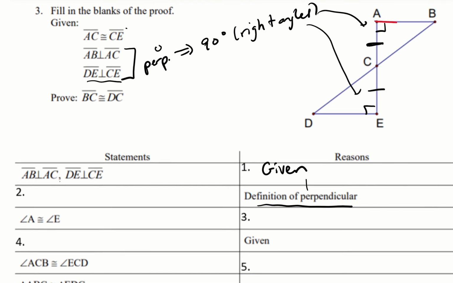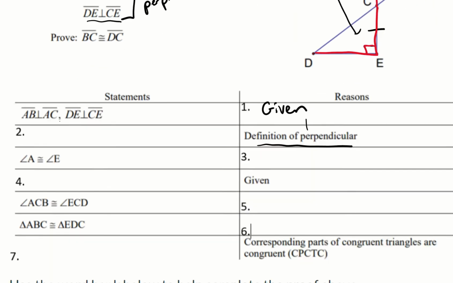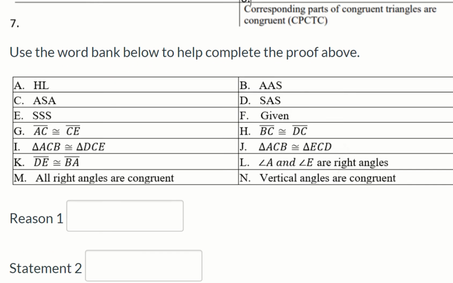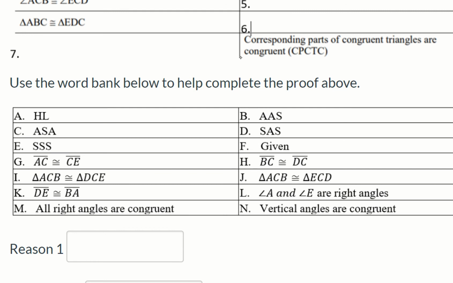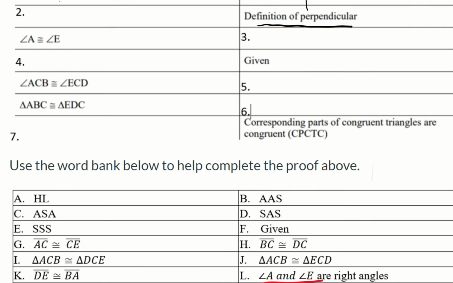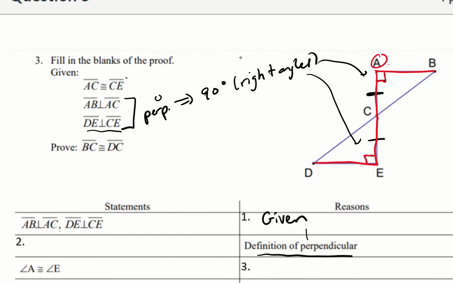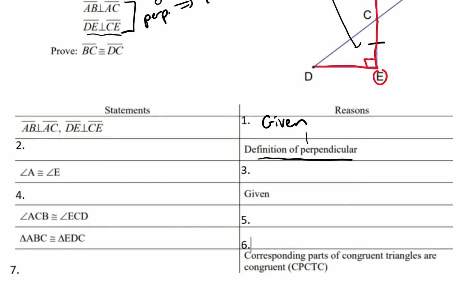Well, angle BAC and angle DEC. Those are my right angles, right? Those make those right angles there. So BAC and DEC, or I guess they call it angle A and angle E. You can also call it angle A and angle E. That would work as well. So angle A and angle E are right angles. And that's the definition of perpendicular.